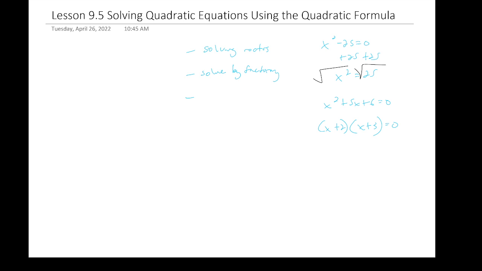We started solving by completing the square, which was great because completing the square always works. And we had some success with it, except that one of the things we came to is that if we sometimes have a coefficient that's not 1 for a, it becomes kind of a pain in the neck. And we're going to come across that today. So we're going to solve using the quadratic formula.